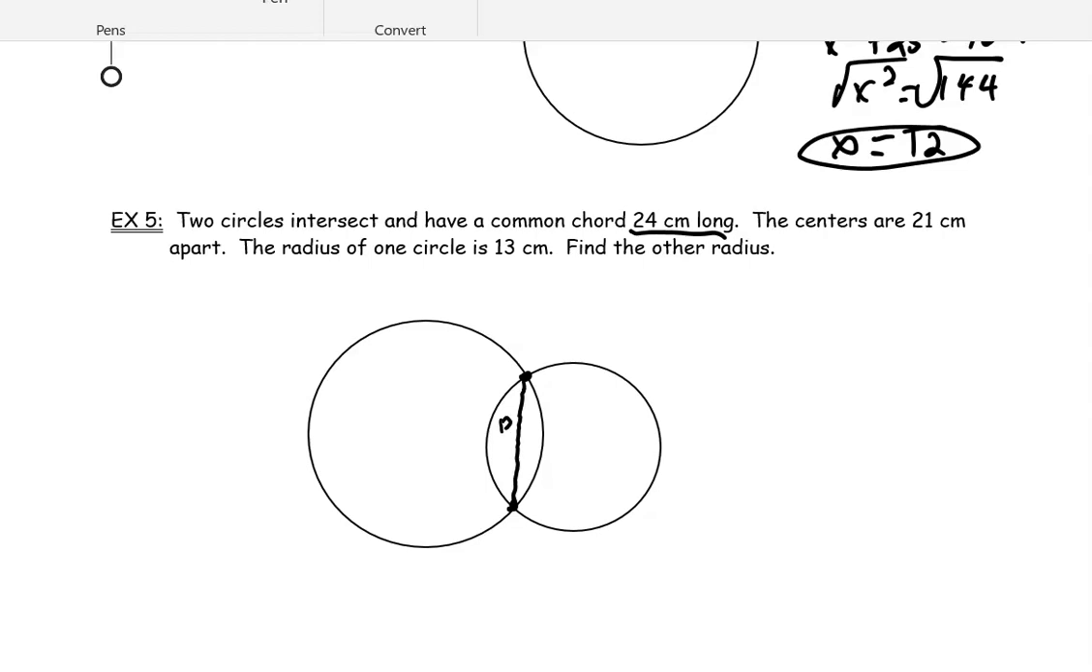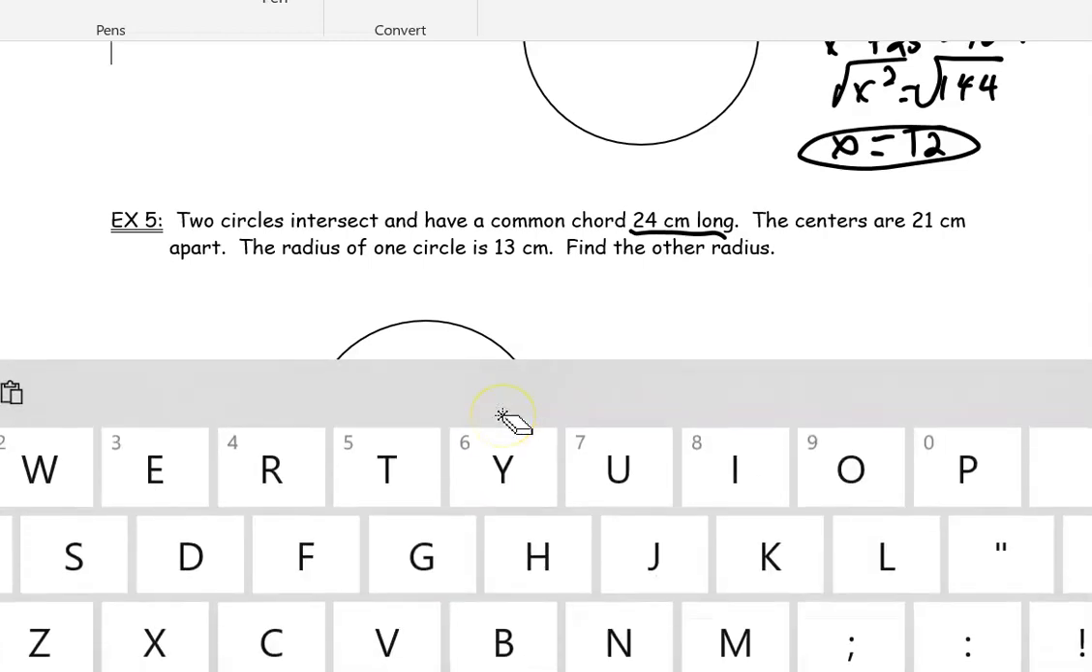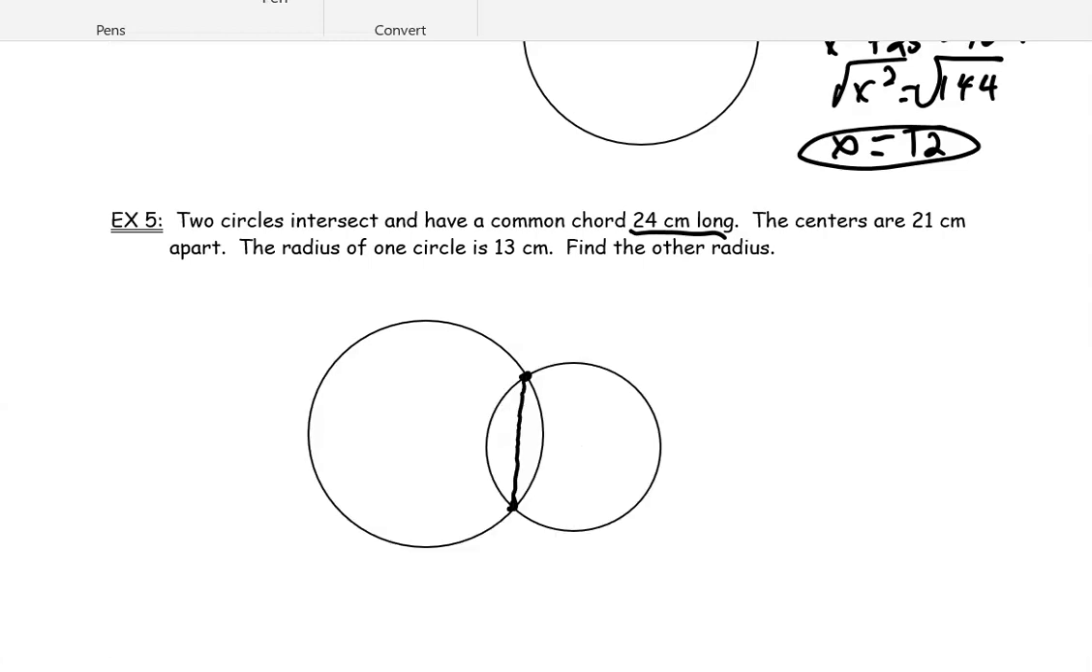not 12 that I wrote down, it would have to be a length of 24. All right, the centers are 21 centimeters apart. So if I put a dot here for the centers, I'll do my best to connect these.